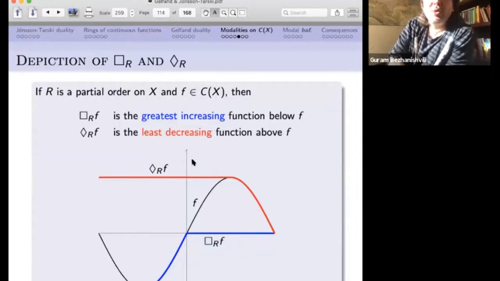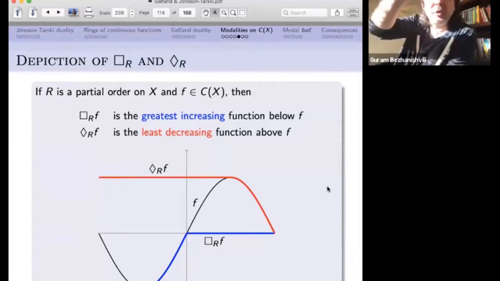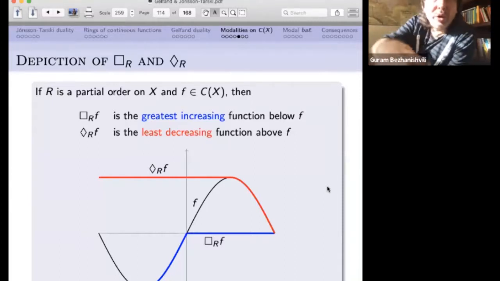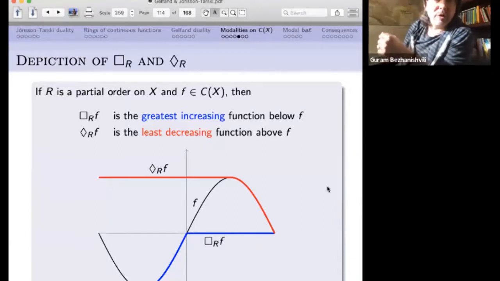Here's a picture that shows you what we really are doing. If it so happens that your relation is a partial order, then take your function f. Blue is this box. What you're doing is that you're taking the greatest order preserving function underneath. And the red one is your diamond. That's the least order reversing function, or decreasing function, above your original function. And so when you're doing these types of calculations, drawing these functions and doing this little bit of geometry of how these functions look is very convenient.